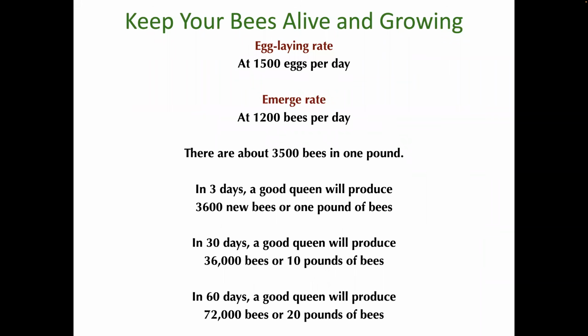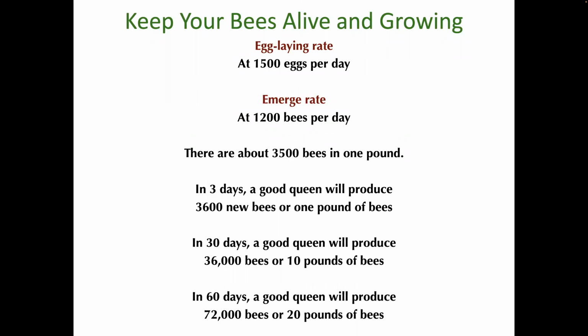Let's have some fun with that. If the egg-laying rate is 1,500 eggs per day and the emergence rate is 1,200, and if there's about 3,500 bees in 1 pound of bees, those of you who bought packages want to know how many bees were in the box. If you bought a 2-pound package, you had about 7,000 worker bees there and a queen, hopefully, in a cage.